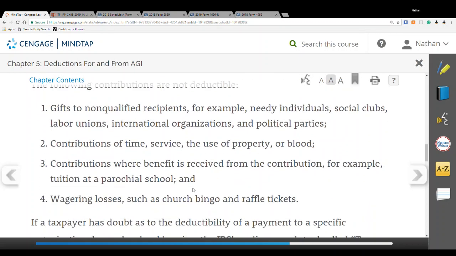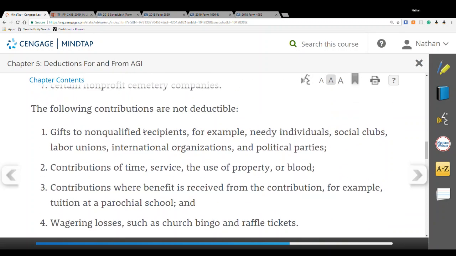But here's stuff that is not. Okay, so not deductible: gifts to non-qualified recipients. This includes needy individuals, social clubs, labor unions, international organizations, and political parties. Definitely big old political parties. People try and deduct that all the time, but that just does not work. Okay.